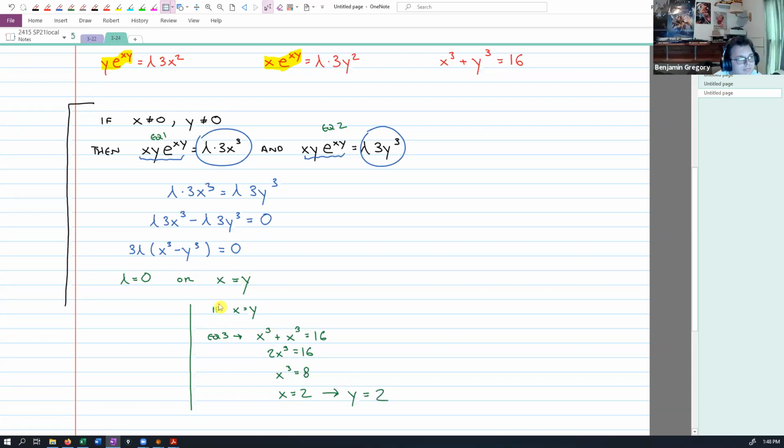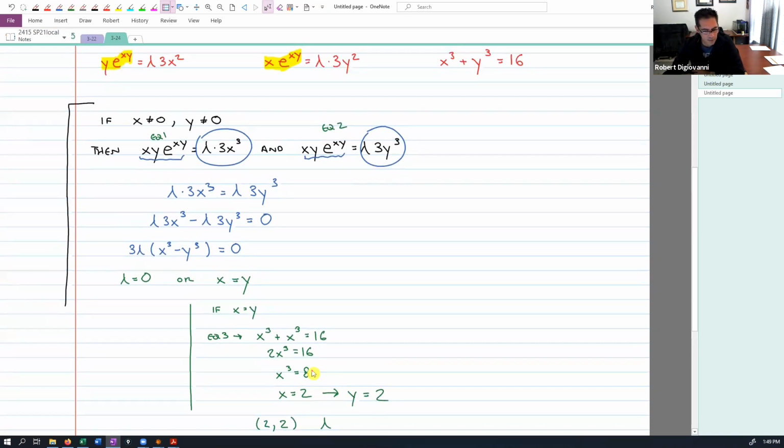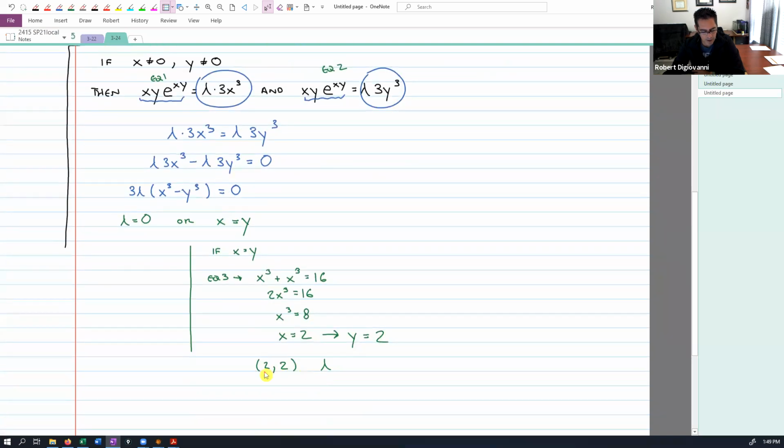2 also, right? Because x is y here. So if we determine that x is 2, then y has to be 2. So it looks like we got something promising here. We got 2, right? And then lambda, what would lambda be in this case? For 2, 2, where's lambda? Shoot, do I even know anywhere where lambda would be, if both x and y were 2?